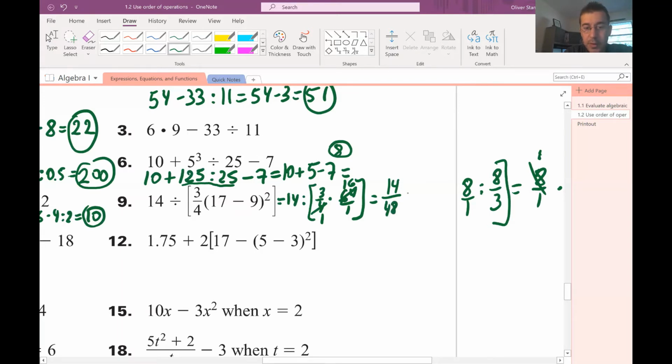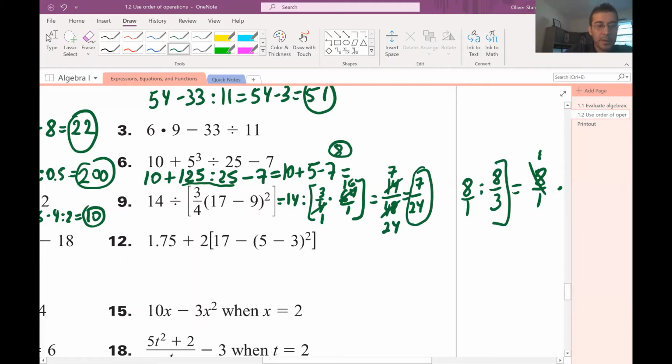And now we can cancel out by 2. And this becomes 7, and this becomes 24. 7 over 24. Now we can cancel out by, actually we can cancel out by anything. So 7 over 24 is the answer for number 9.